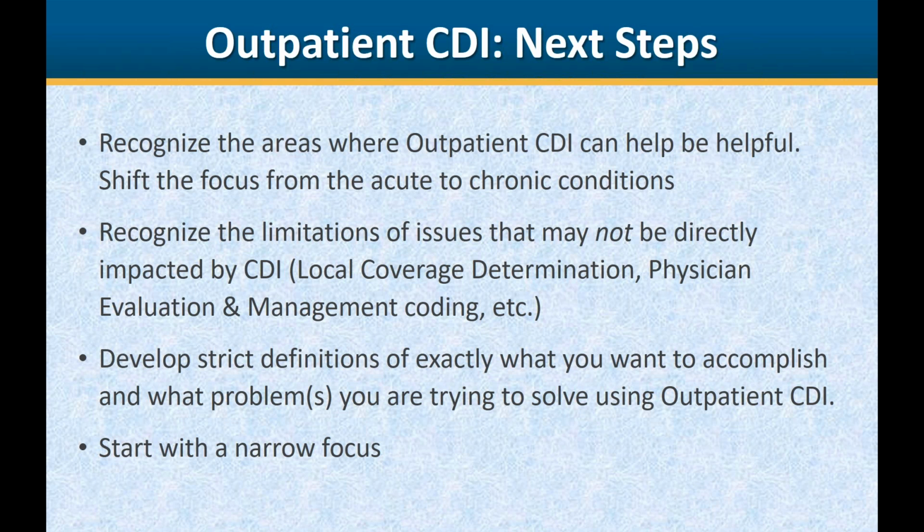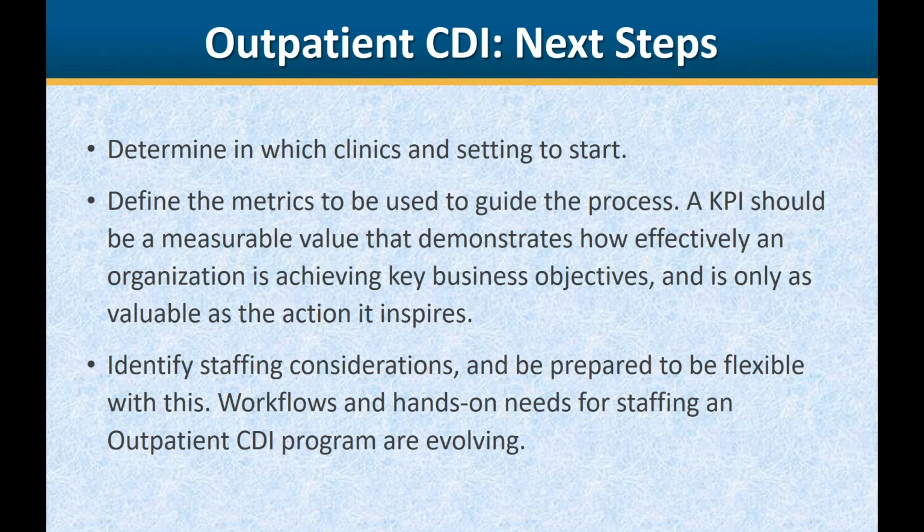Some issues may be hard. E&M coding is really, it's not impossible, but it's a little difficult to impact through the CDI workflow. Maybe that's not where you want to start. So start with a narrow focus and have good definitions of what you want to do. Figure out the clinics where you want to start, get some metrics, and look at staffing. You may be surprised at the adverse impact that it's going to have on staffing. People who are doing these, especially with HCCs, find that they're having to hire a lot of munchkins to sit and calculate the HCCs and the RAF scores.